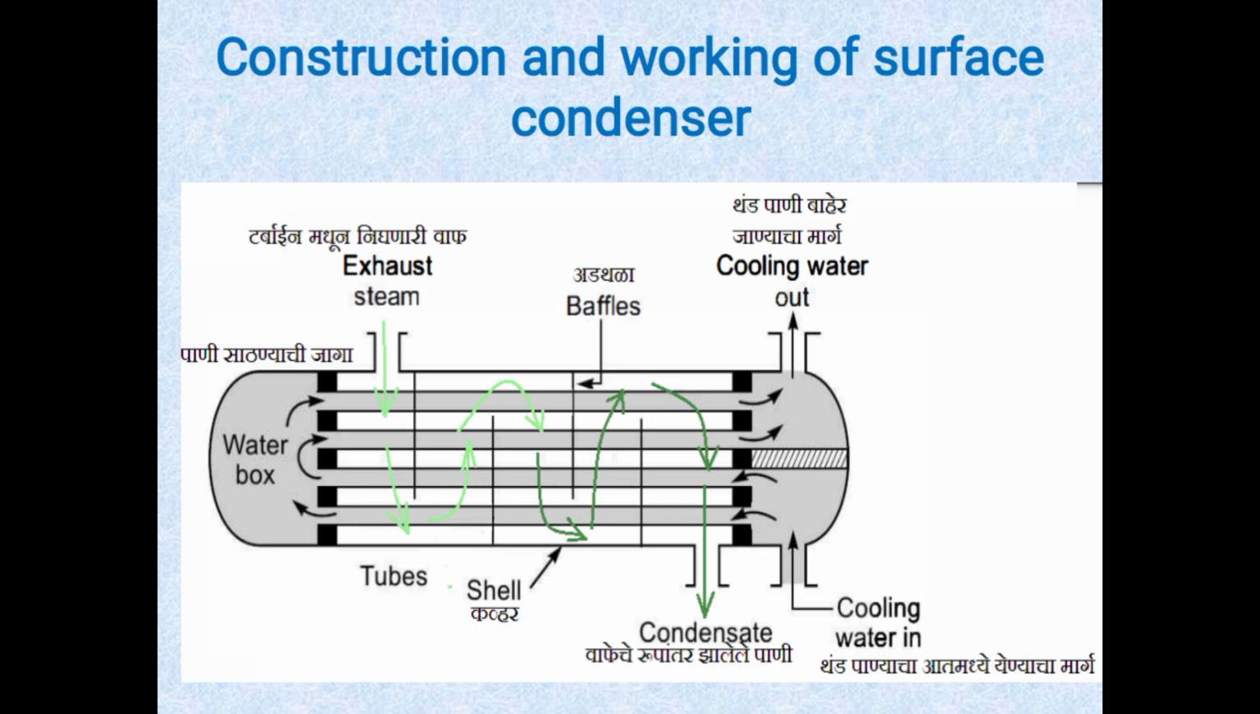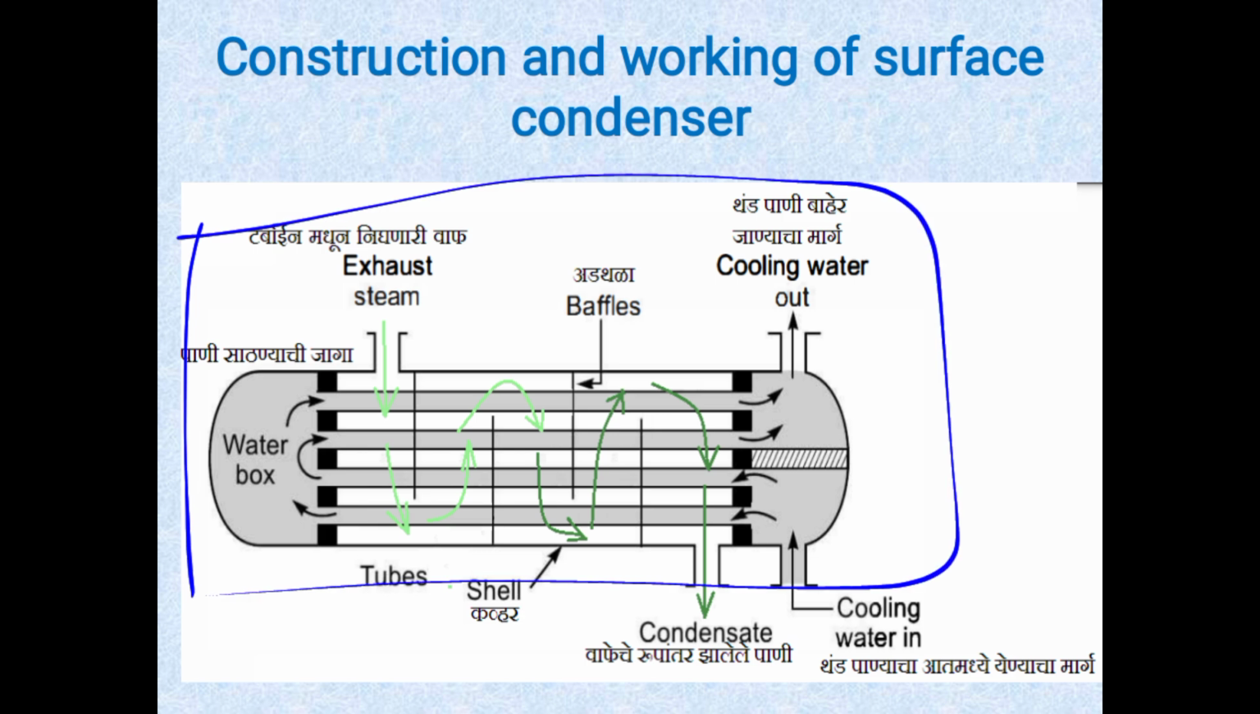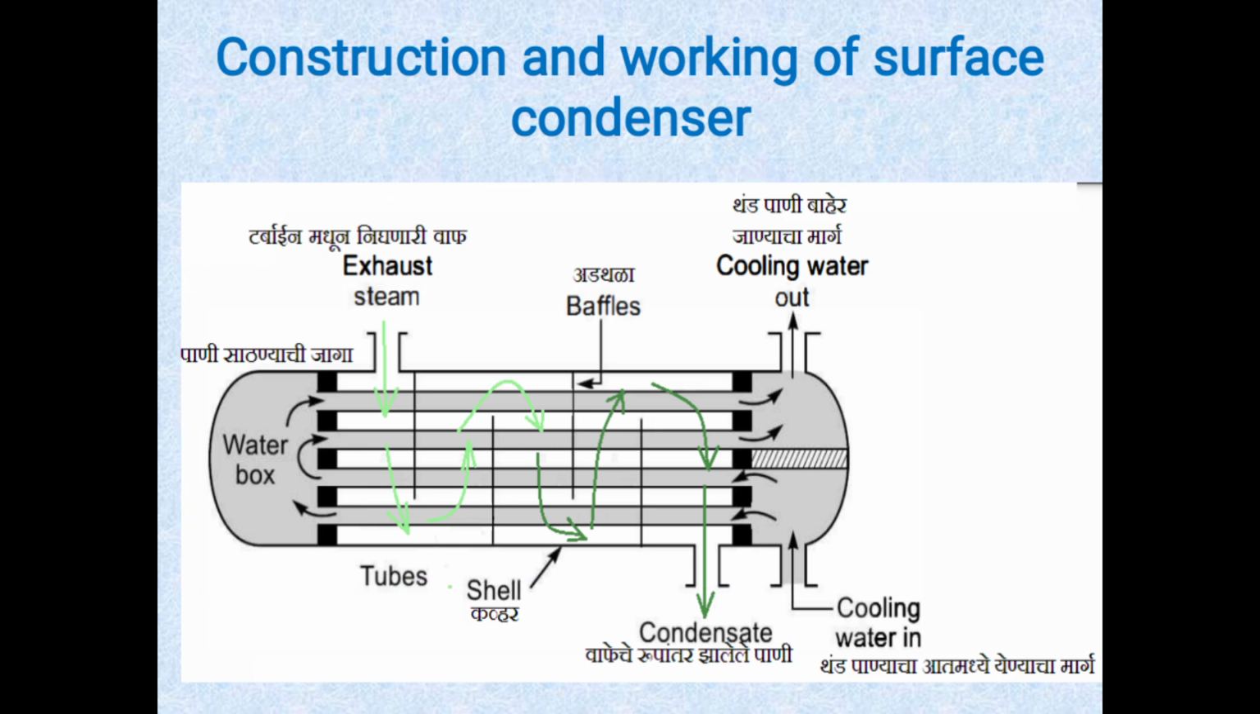So, in the condenser, where steam and cooling water is mixed together, it is called as a jet condenser. And in condenser, in which steam and cooling water do not mix directly, but they only exchange their heat, that condenser is called as surface condenser. It is one of the types of surface condenser, which is shell and tube condenser. Now we will see what is shell and tube condenser.